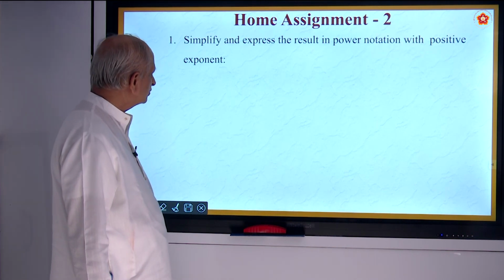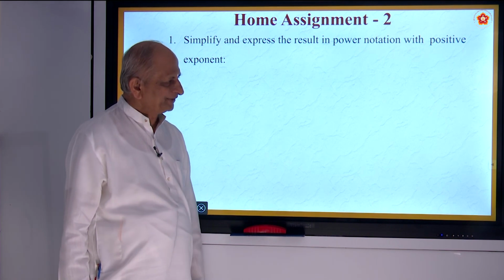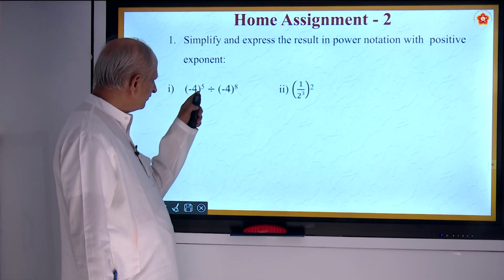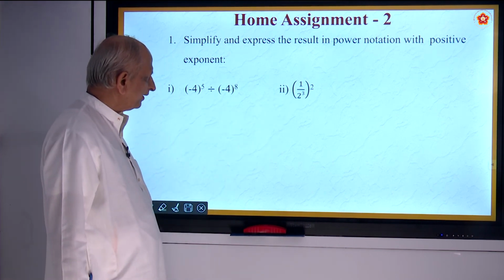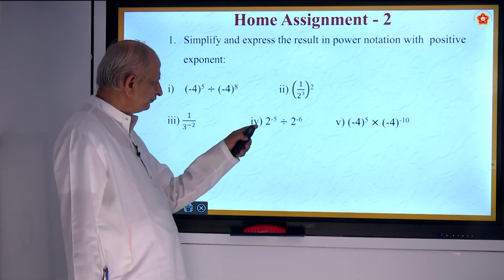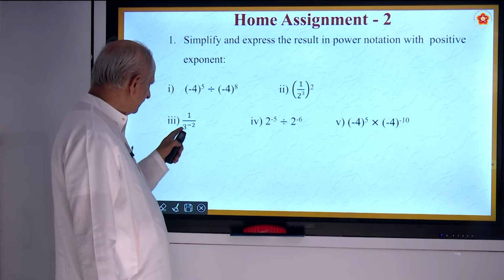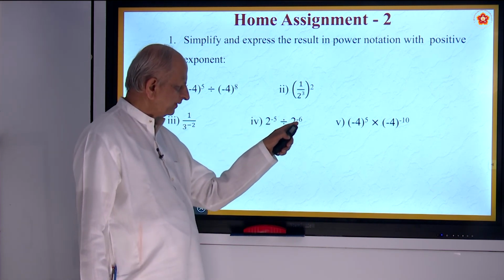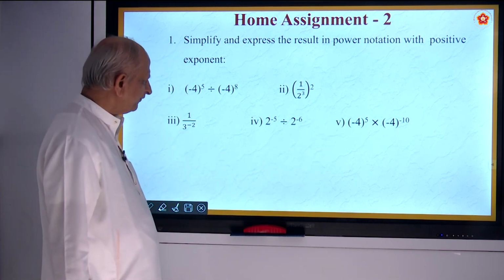Home assignment, first question. Simplify and express the result in power notation, meaning exponents with positive exponent. Minus 4 to the power of 5 divided by minus 4 to the power of 8. Second one, 1 by 2 cube whole square. Third one, 1 by 3 to the power of minus 2. Fourth one, 2 to the power of minus 5 by 2 to the power of minus 6. Fifth one, minus 4 to the power of 5 into minus 4 to the power of 10.